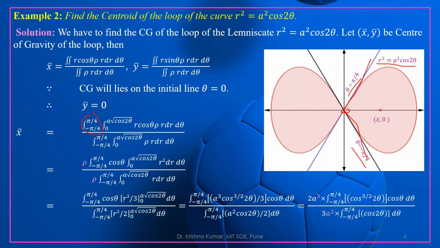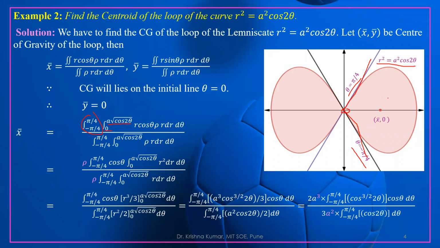So what is the value of r? It is a root cos 2 theta. So now this is the limit for r. This is a very important point. If you are able to find the correct limit, then this gives the correct answer. If we get it wrong over here, definitely the remaining part will be wrong. That's why how to calculate the limit is very important.